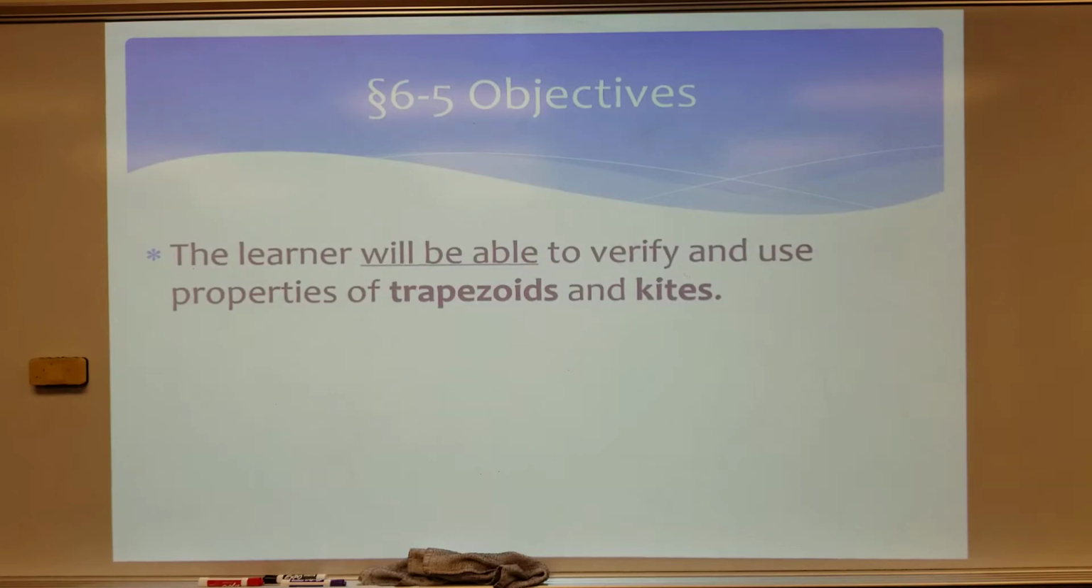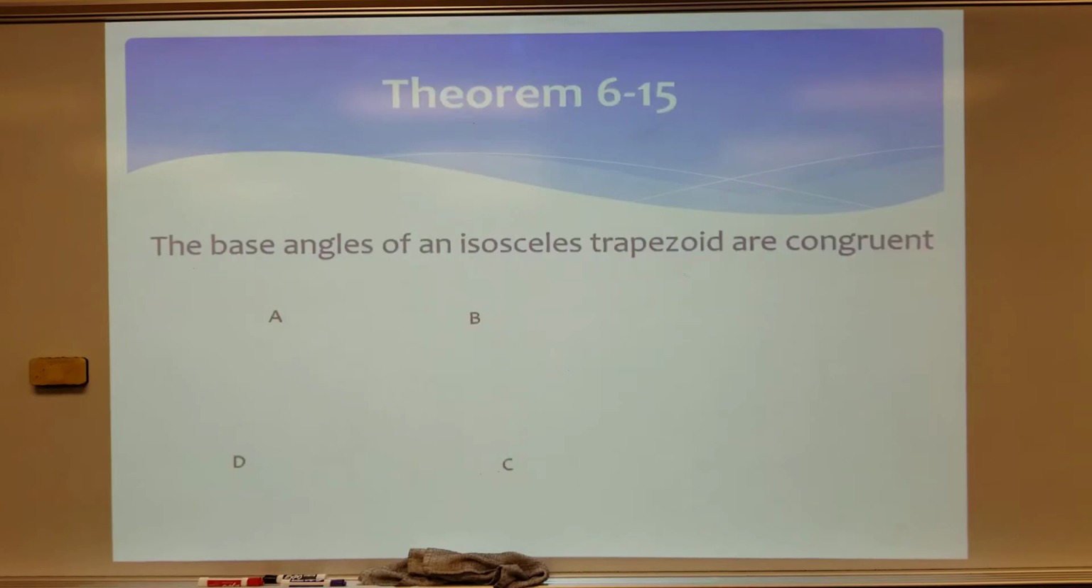In kites, there are two pairs of adjacent congruent sides. In trapezoids, unless the trapezoid is isosceles, there are no congruent sides. There doesn't have to be any congruent sides. There could be two sides congruent in a trapezoid, but in an isosceles trapezoid, you would at least have one pair of sides congruent, the non-parallel sides. One of the two parallel sides could be congruent to the two legs, but that's neither here nor there.